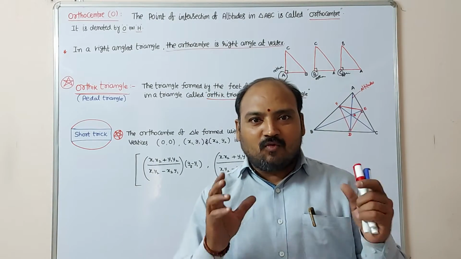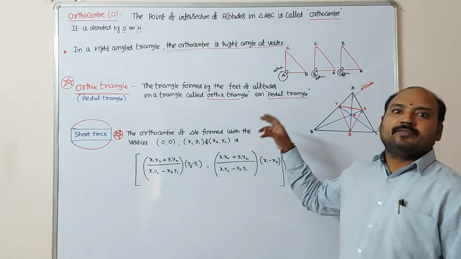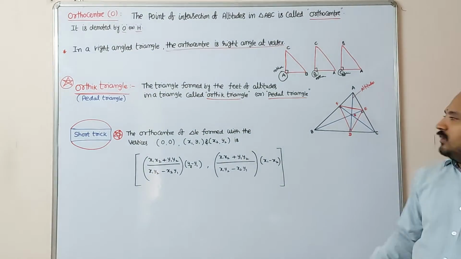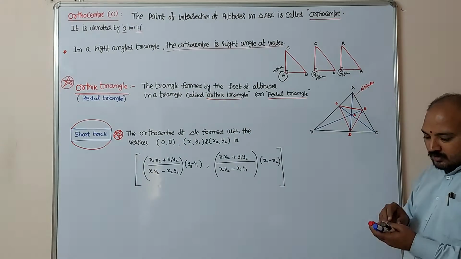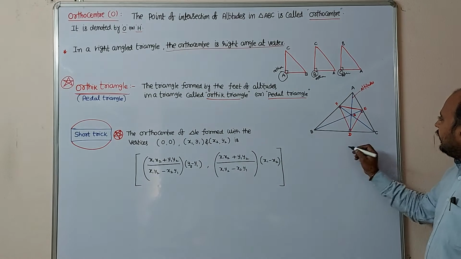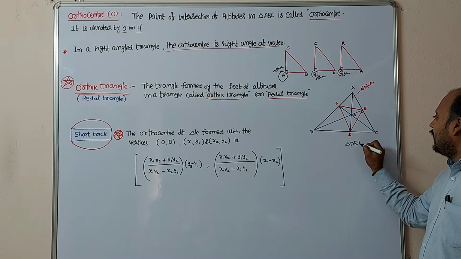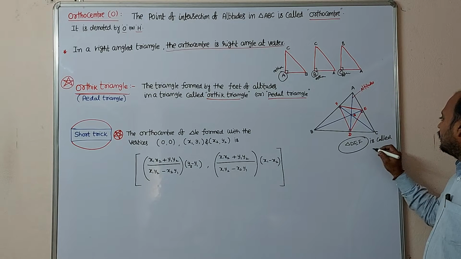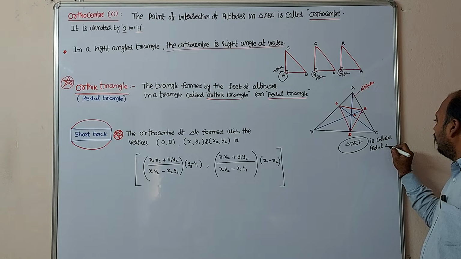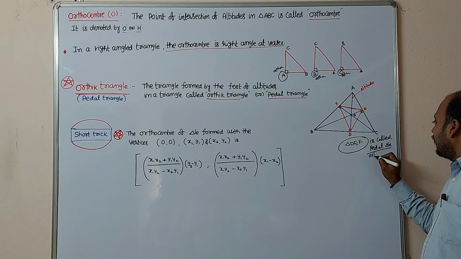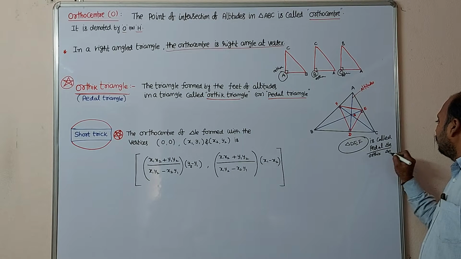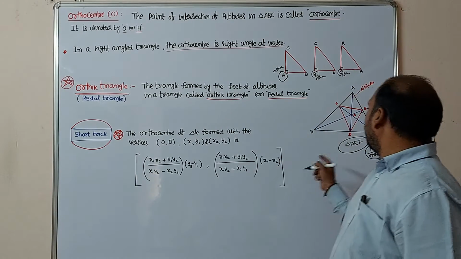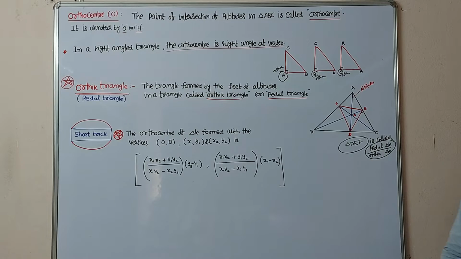What is a pedal triangle? The triangle formed by the feet of the altitudes of a triangle is called the pedal triangle. From the figure, triangle DEF is called the pedal triangle, or orthic triangle. Make a note, dear students.